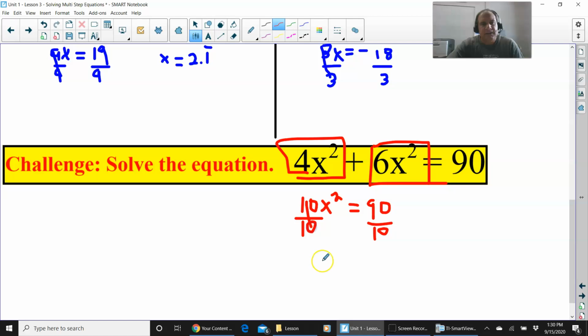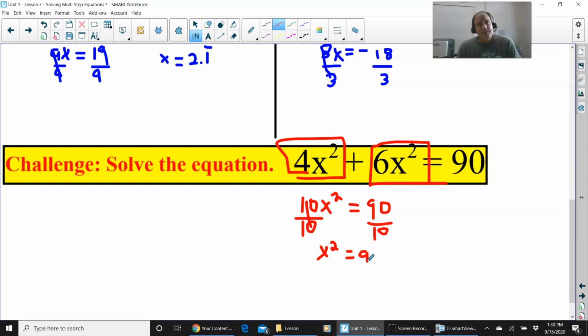So we're canceling it. And this is the x squared coming down instead of x. And 90 divided by 10 is 9. So right here, a lot of people would be stuck. And if you're stuck, you're not alone. There are other people that have no idea what to do.